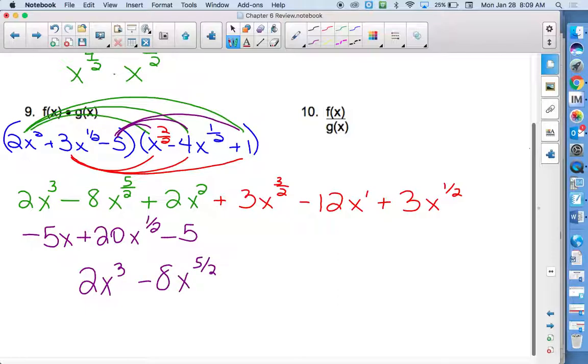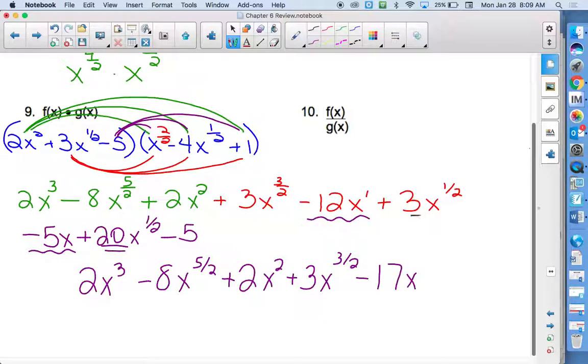There's a 2x squared. And then 3x to the 3 halves. And now we have some like terms. So we have a -12x and a -5x. We have the 20x to the 1/2 and the 3x to the 1/2. And then the -5.